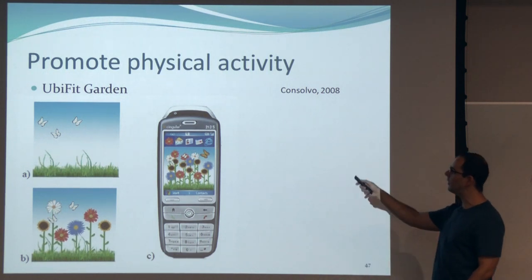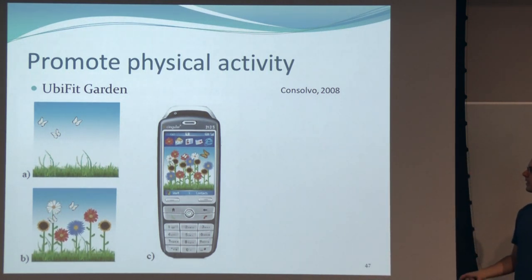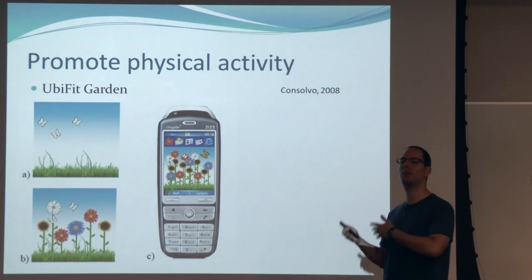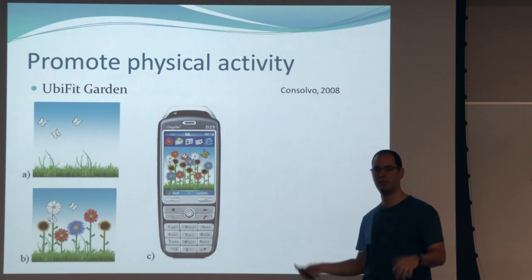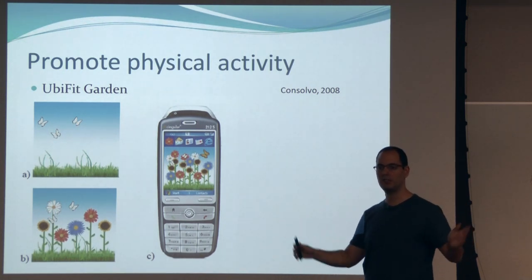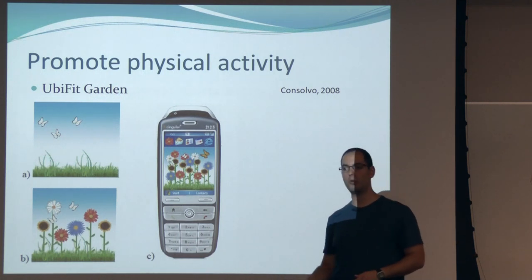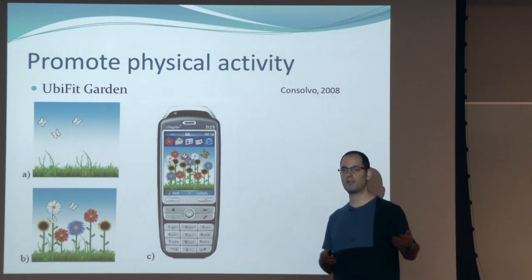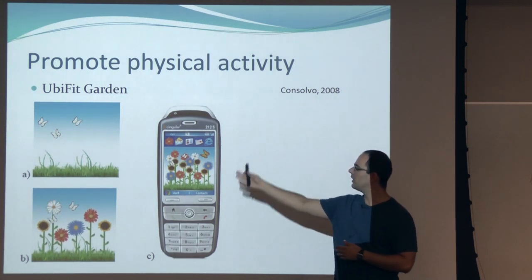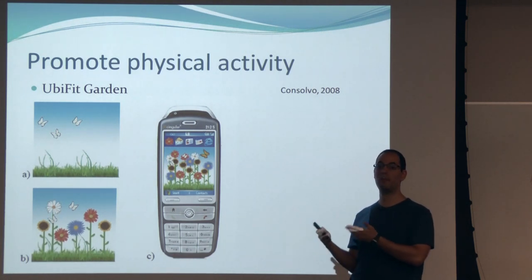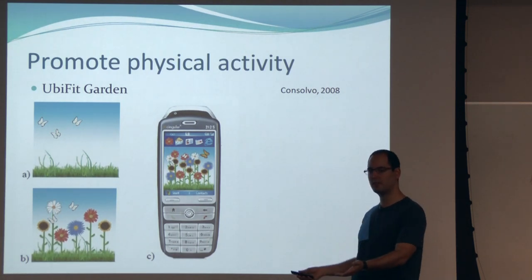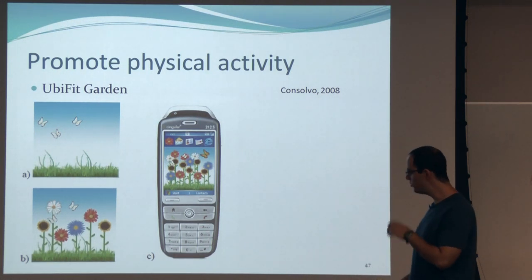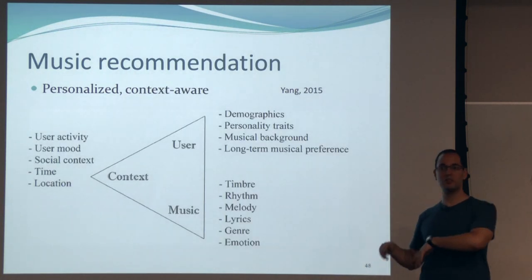First one is UbiFit Garden by Consolvo and her collaborators. In this application, they recognized context, and the purpose was to promote physical activity, or to promote a balanced physical activity with weight training and with cardio workout and with stretching. So they used context recognition automatically in the background, and they had this graphical interface that depended on the amount of activity that you did. So the more exercise you did, the more flowers you'd get, and that would incentivize the participant to do more exercise.